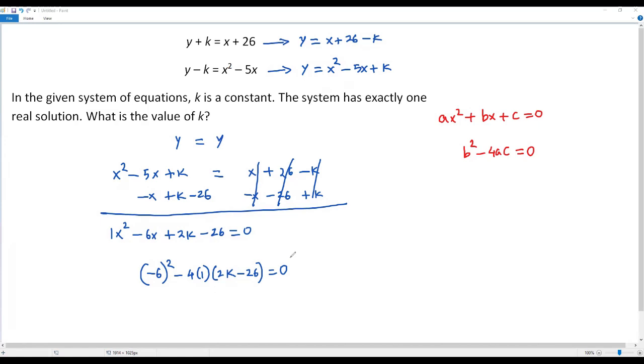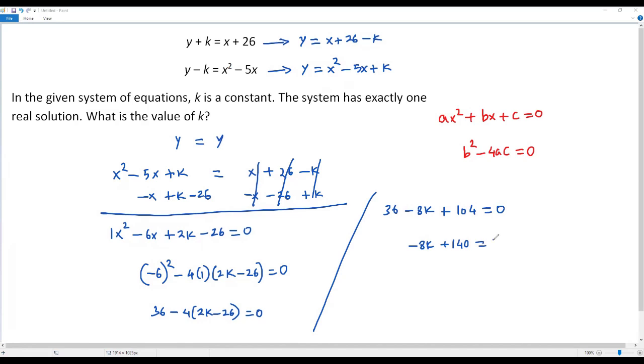Now let's solve for k in this equation. The evaluation of (-6)² is 36, and -4 times 1 is -4, times (2k - 26) equals 0. Okay, now let me continue. 36. We can distribute this -4 to this one and this one. Then I'm getting -8k. Negative times negative will be positive. 4 times 26 is 104 equals 0. Okay, -8k. When I combine 36 and positive 104, I'm getting positive 140 = 0.